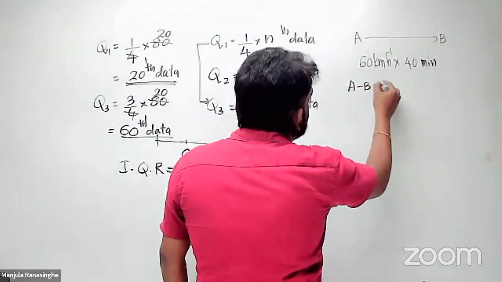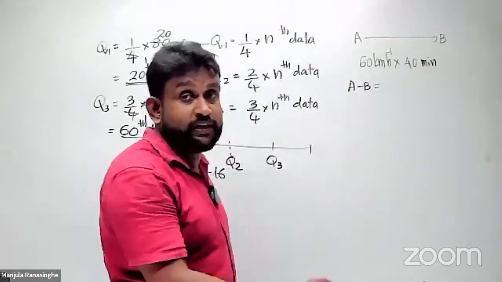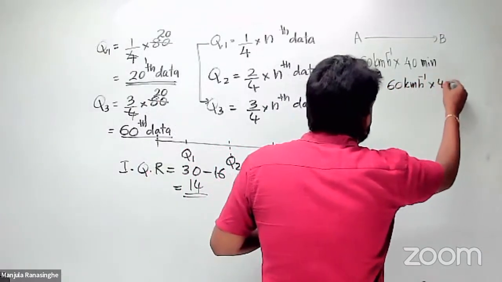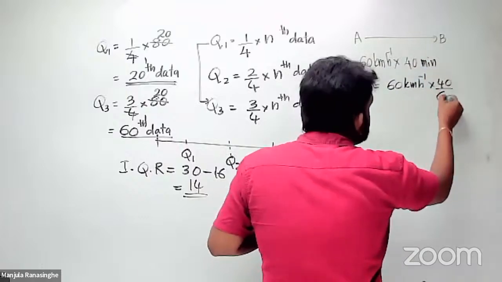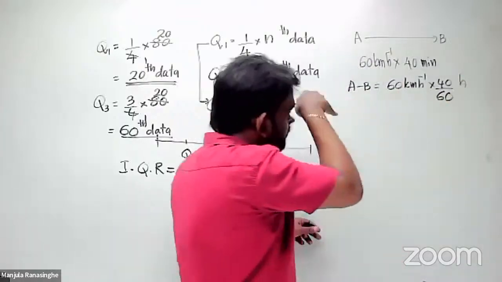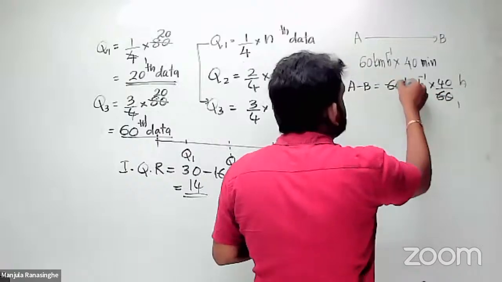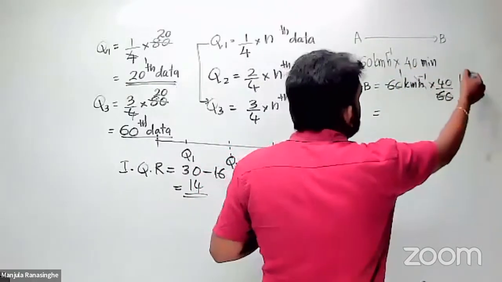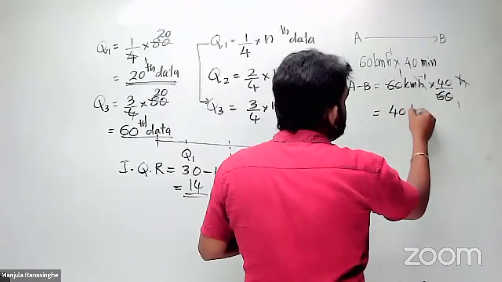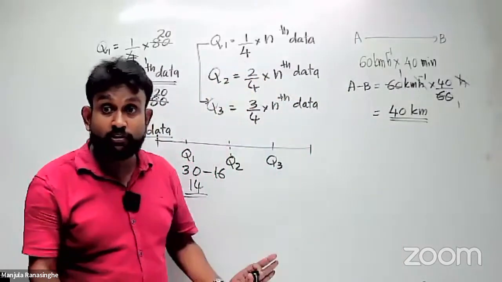The distance from A to B equals the speed multiplied by the time taken. The speed is 60 km per hour, then multiply this 40 minutes by making it into hours. Just divide by 60, then that is hours. Minutes divided by 60 to make hours. So 60, 60 cancelled here. Then h to the minus 1 and h cancelled. Then 40 kilometer. So the distance from A to B is 40 kilometer.